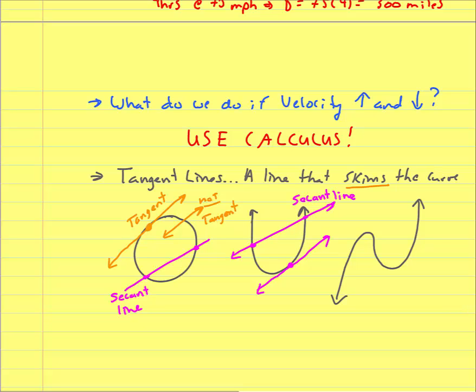Now we have to be a little bit careful about how we draw some of these lines sometimes. So again, this line is not tangent. Even though it's touching in one spot, we need it to skim that curve. Now let's go ahead and look at a tangent line here.